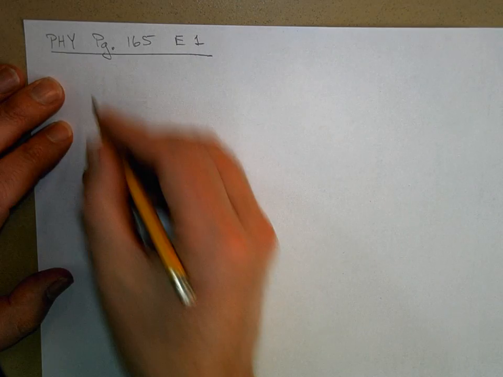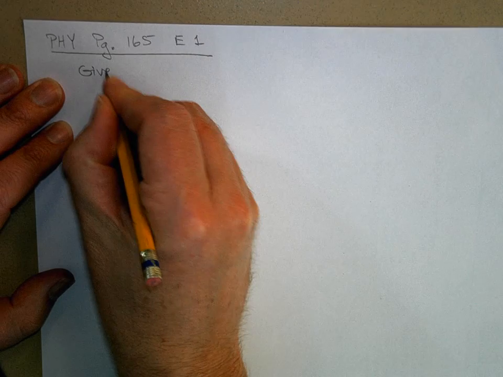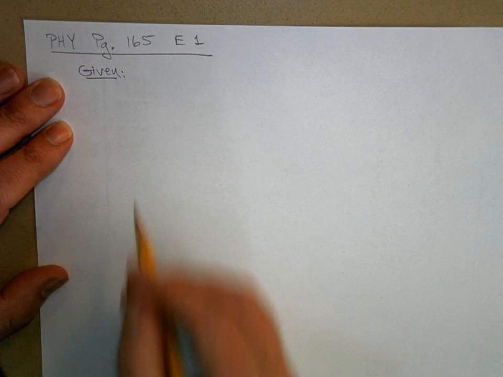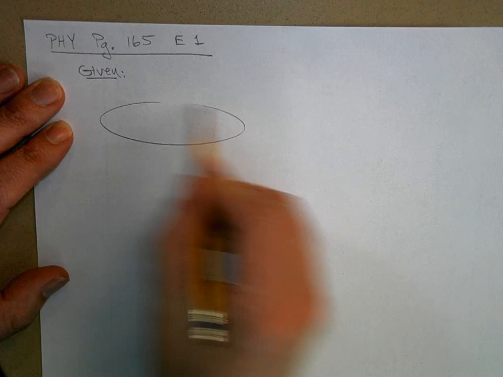Okay, so let's do the first example problem, and here's what's given. A 13-gram rubber stopper is attached to a 0.93 meter string. The stopper is swung in a horizontal circle, making one revolution in 1.18 seconds. Find the tension force exerted by the string on the stopper. So here we go.